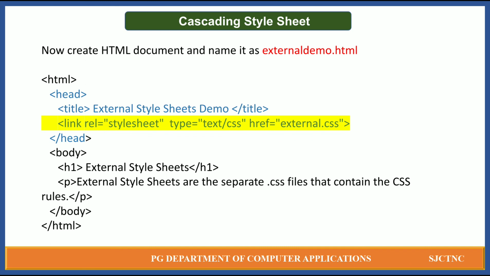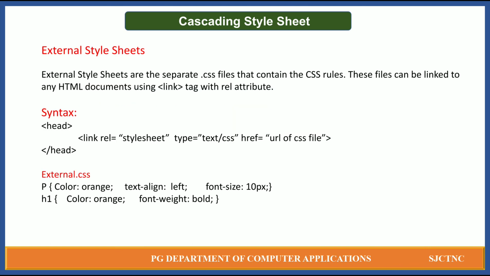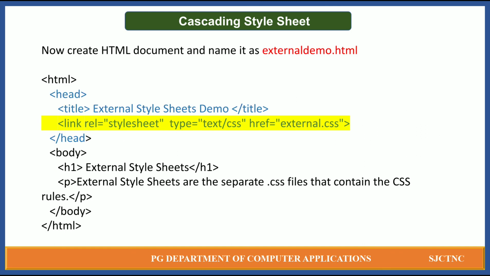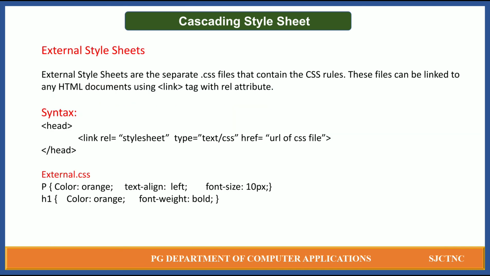Here we have the h1 tag and paragraph tag. For the h1 tag, in the external style sheet we already mentioned that color should be orange, font-weight equal to bold. So in that page the h1 tag will appear in orange color and bold style. And again the paragraph tag. In the paragraph tag, the color should be orange, then alignment should be left and font size 10 pixels.